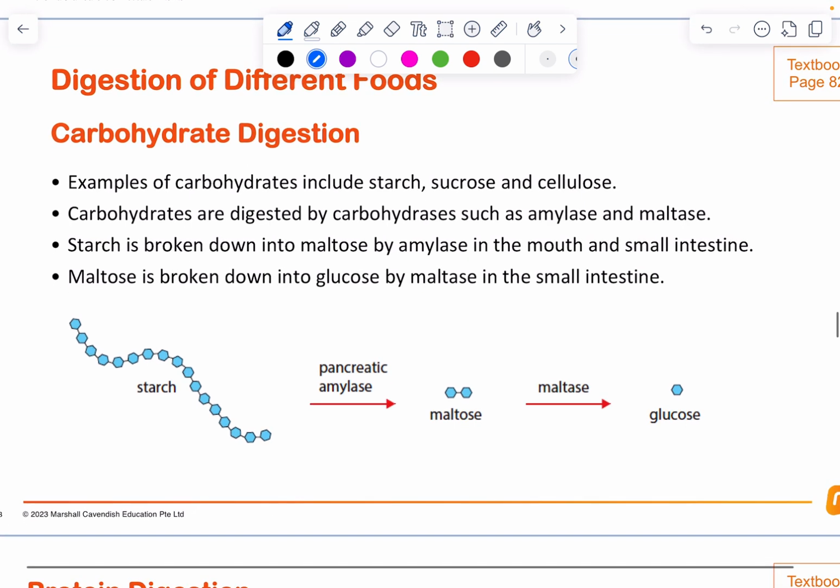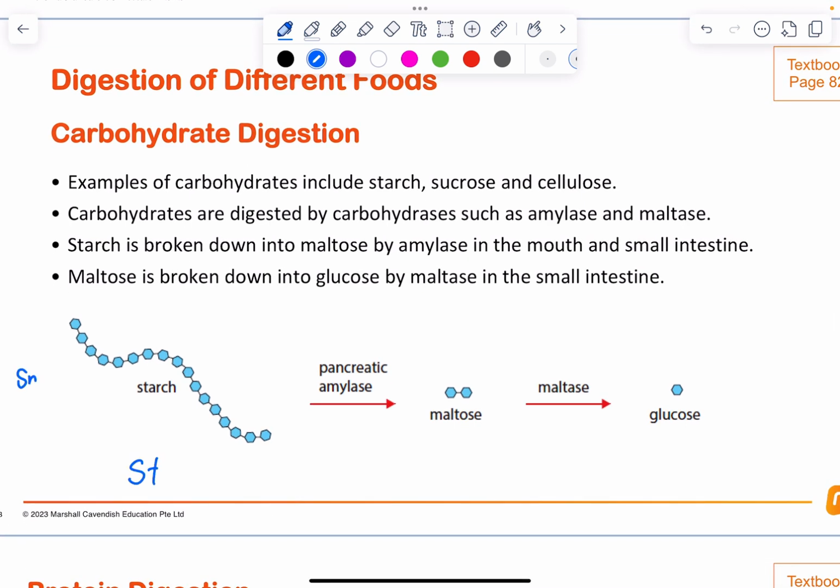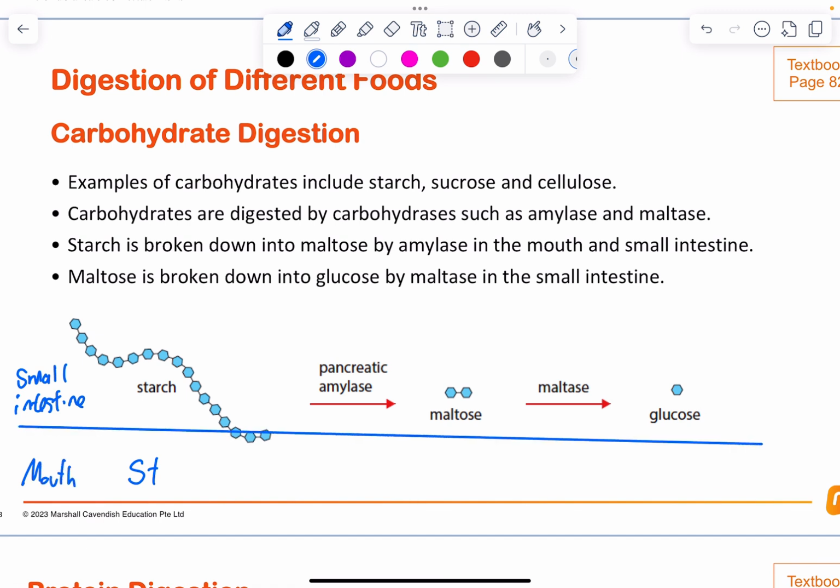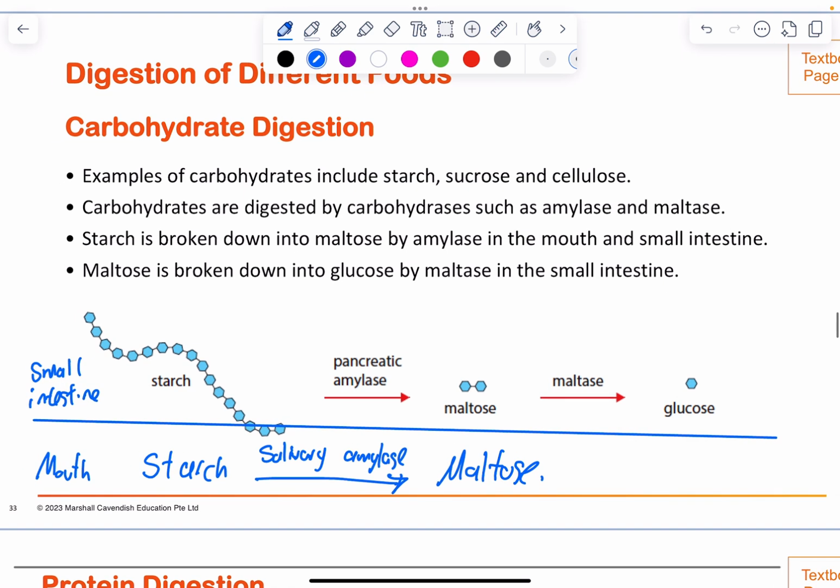For the mouth, it's just mainly starch. In the mouth, you have your starch digested by salivary amylase to form your maltose. Okay, so this is the full breakdown of carbohydrate digestion.